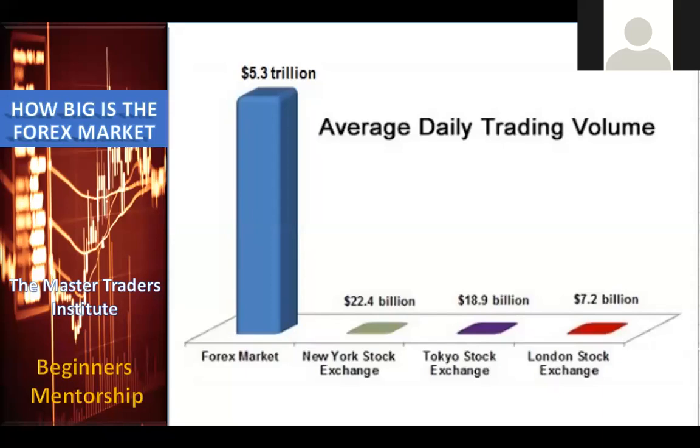As far as the countries of the world have different currencies, I bet you the Forex market is going to remain. The Forex market currently does over $6.6 trillion. What you're looking at here is actually old statistics. The New York Stock Exchange does $22.4 billion on a daily basis. Tokyo Stock Exchange does 18.9 billion on a daily basis. London Stock Exchange does 7.2 billion on a daily basis. But the Forex market does an average of $6.6 trillion every single day.